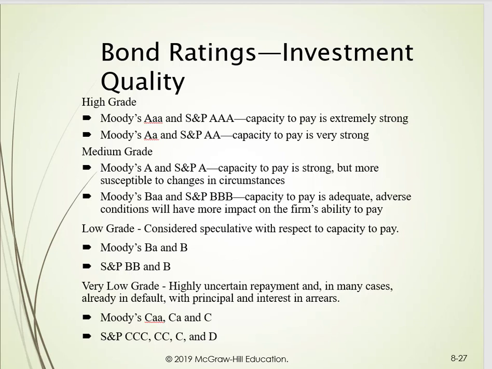If you have the least amount of risk, you should be paying the lowest yield, which means you should have the highest price. So the highest priced bonds are going to be those bonds that are high grade bonds. And as you move down through the grades, you get to more and more risky, which means you get to lower and lower prices.